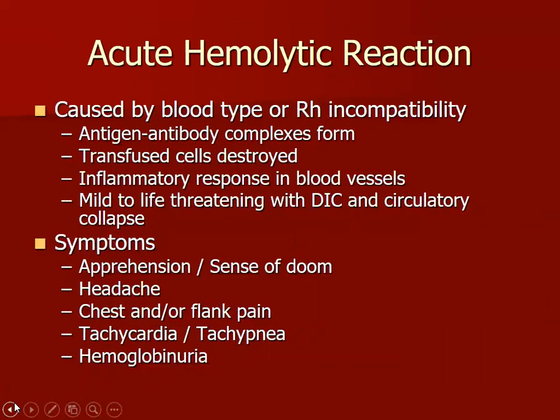Acute hemolytic reactions are caused by giving the wrong blood type or Rh incompatibility. Straightforward. That's usually what happens. Antigen antibody complexes are formed, transfused cells are destroyed, an inflammatory response in the blood vessels starts, and then we have mild to life-threatening cases with DIC and circulatory collapse. A lot of the symptoms that we see are apprehension, a sense of doom, headache, chest or flank pain, tachycardia, tachypnea, and hemoglobinuria.